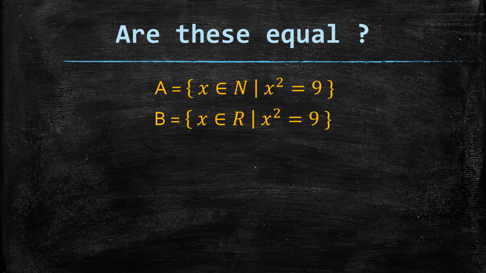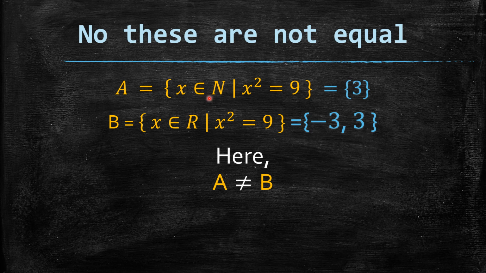So I can write like this. Here A can be written as {3} in the listing method, and B can be written as {-3, 3} in the listing method. Here -3 is included because negative numbers are also included in the set of real numbers, correct? So as you can see, the sets are not equal because the elements belong to different sets. Set A belongs to the set of natural numbers and set B belongs to the set of real numbers. So here I have written A is not equal to B.